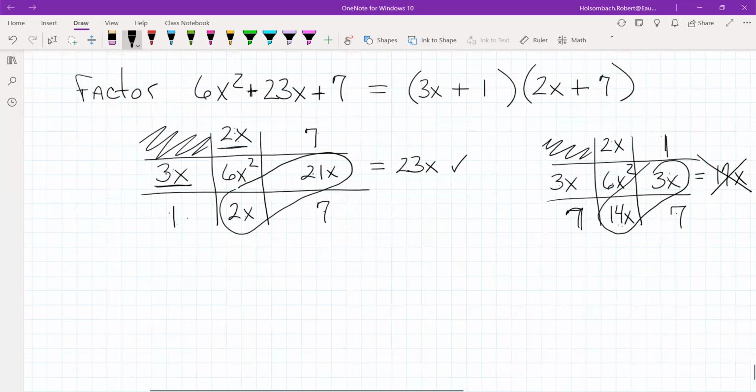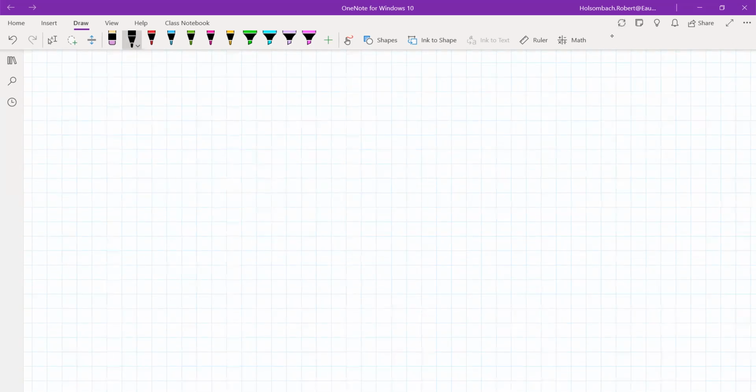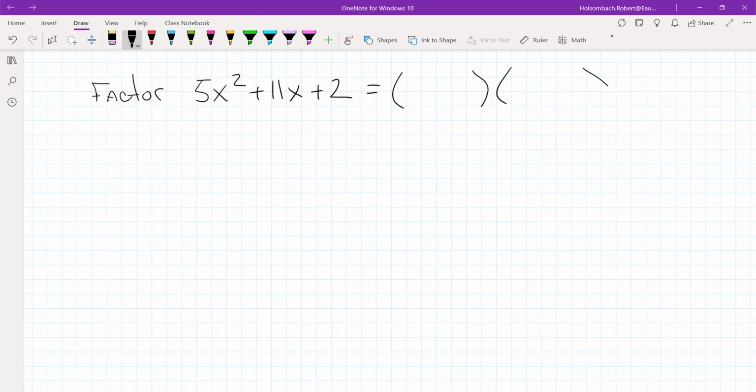All right, so let's try this. Let's factor 5x squared plus 11x plus 2. Again, both the middle term and the last term are positive. So both of my factors are going to be positive.